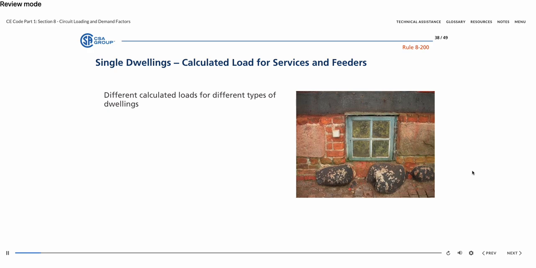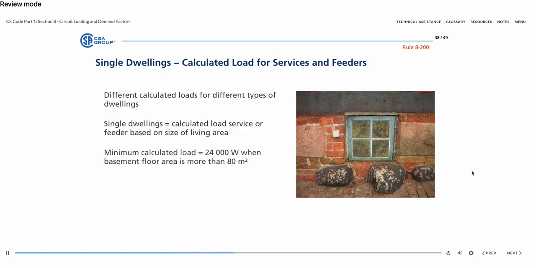It is very important to understand the different calculated loads for services and feeders regarding different types of dwellings. This is particularly true in single dwellings, in which the calculated load for the service or feeder is based on the size of living area. The minimum calculated load for a service or feeder is 24,000 watts when the floor area, exclusive of the basement, is more than 80 square meters, and 14,400 watts when the floor area, exclusive of the basement, is less than 80 square meters.